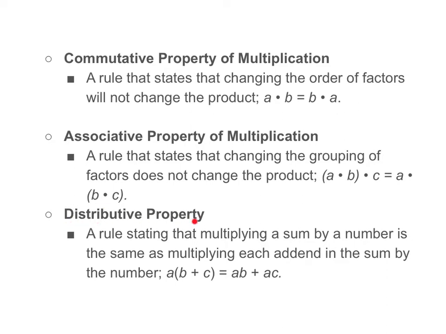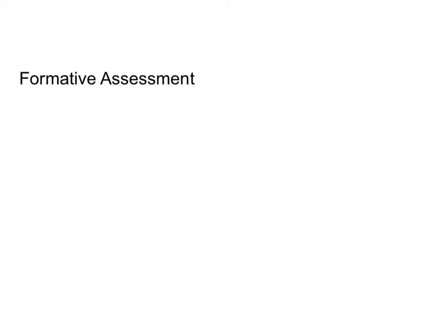Then you have the distributive property. We talked about the distributive property where you multiply A times (B plus C). When you're multiplying by the sum of numbers, it's the same thing as multiplying each addend in the sum by the number. So you would multiply A times B and then A times C.